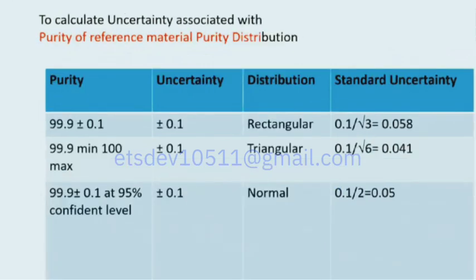Now, coming to how you calculate the uncertainty associated with the purity of a chemical. For example, if the purity of a chemical is given as 99.9 plus or minus 0.1, you can use the rectangular one, so you can do 0.1 divided by root 3. If a range is given, like 99.9 minimum, 100 maximum, we know it is between plus or minus. Because the range is given, we can use a triangular, and we would say 0.1 divided by root 6. If on the bottle the purity is given as 99.9 plus or minus 0.1 at 95% confidence level, then we know this 0.1 is the expanded uncertainty. We use the normal distribution, so we would just divide this by 2. So you have to see how the purity is given.